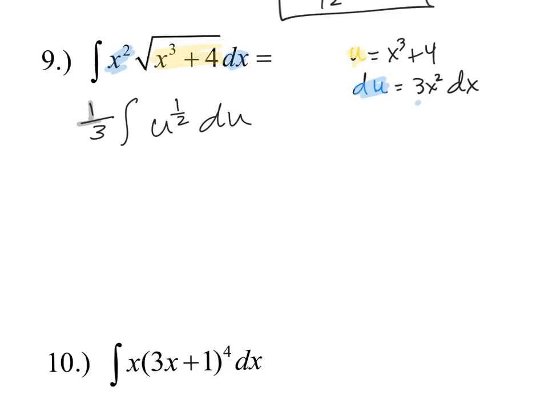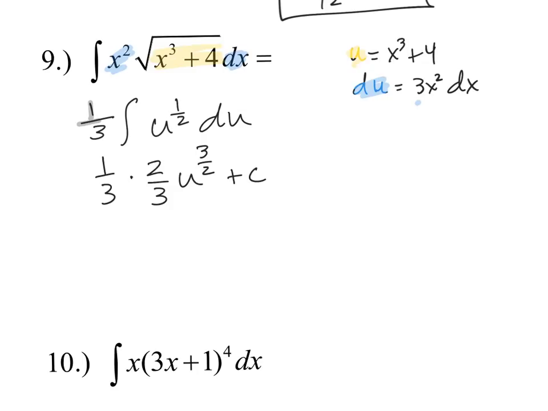All right, so now let's find the antiderivative. So that would be 1/3 times u to the 3/2 divided by 3/2. So that's 2/3 u to the 3/2, and then don't forget your plus c.